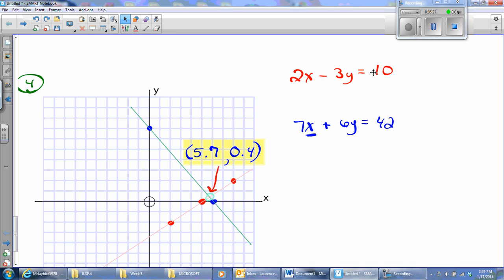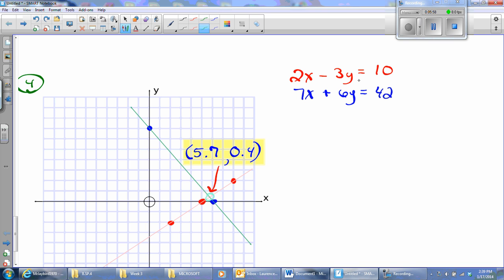This is problem number 4 from yesterday. Remember, I had a guess that they crossed at 5 and 7/10 and 4/10, but I really don't know if that's the case. I'm going to look at all these variables and think of which one would be the easiest to solve for. Well, I'm thinking that y would be the worst to solve for in the first equation, because 3 is not going to go into 2 and it's not going to go into 10. 6 is going to go into 42, doesn't go into 7 very evenly.